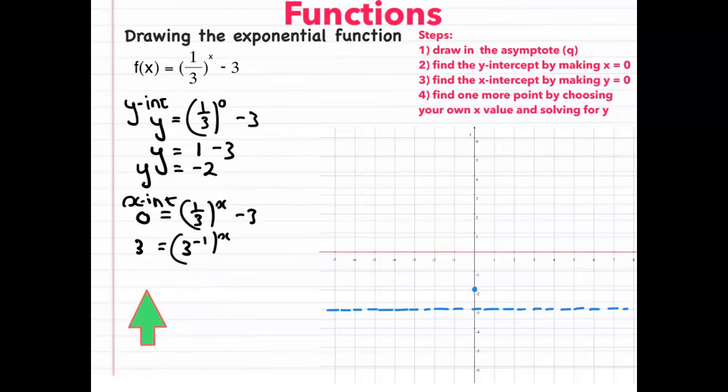Now, what do we do next? We simply write 3 equals 3 to the power of -1 times x, which is a -x. Okay, brilliant. My bases are the same, so that means this exponent there, which is a 1, is the same as that exponent. So then it means that 1 equals -x. And then we know that x is equal to -1, because the coefficient here is a -1, so 1 divided by -1 is a -1, so my x-intercept is at -1.